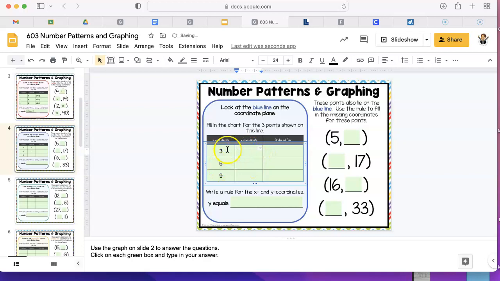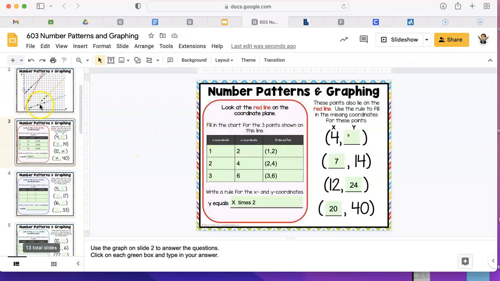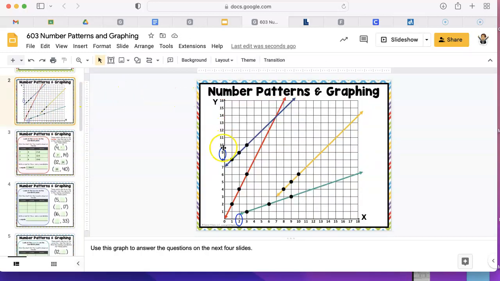Alright, boys and girls. Are you ready to see a pattern? So it says here, look at the blue line of the coordinate plane. Here's the blue line, okay. First one on the x-axis, 1 and 8. 2 and 9. 3 and 10.